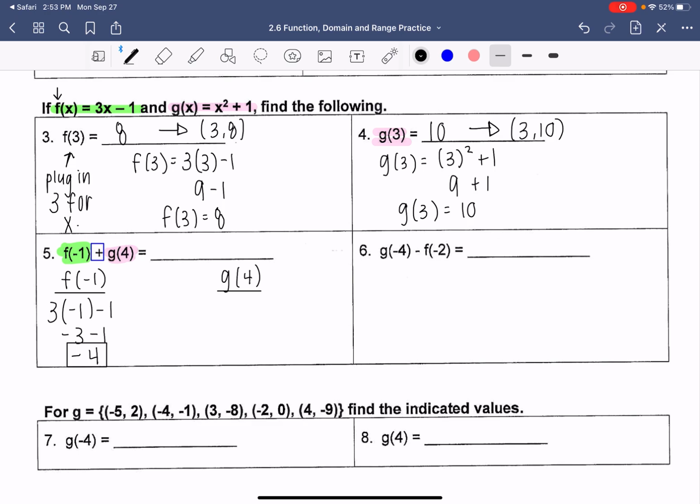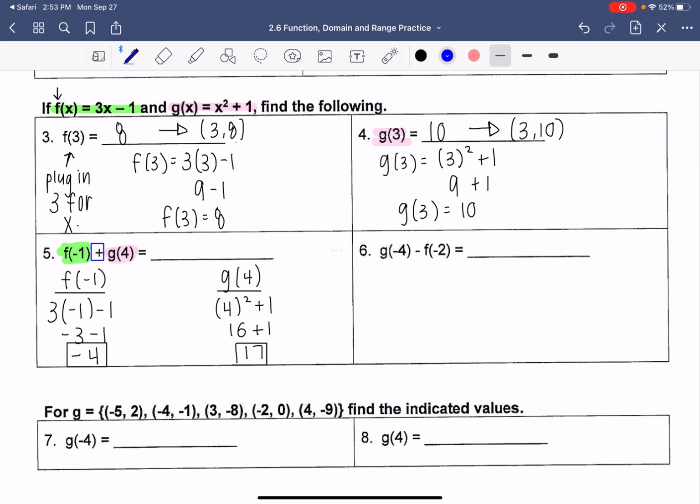g of 4, I'm going to take my g function and plug in my 4 for the x. So g of x is x squared plus 1. So instead of x squared, it's going to be 4 squared plus 1. 4 times 4 is 16. 16 plus 1 will get us 17. Okay, so now we have two of our answers.